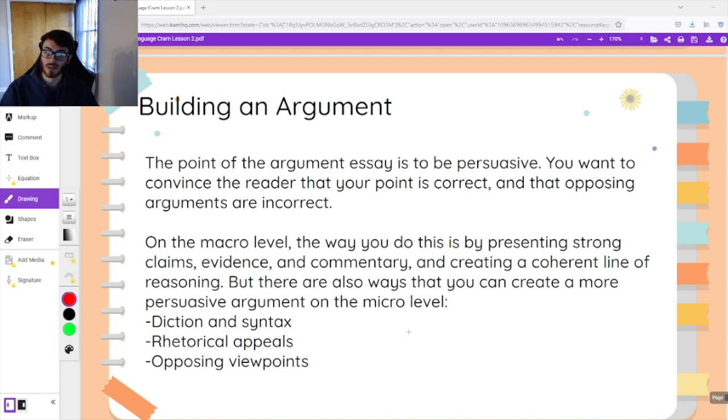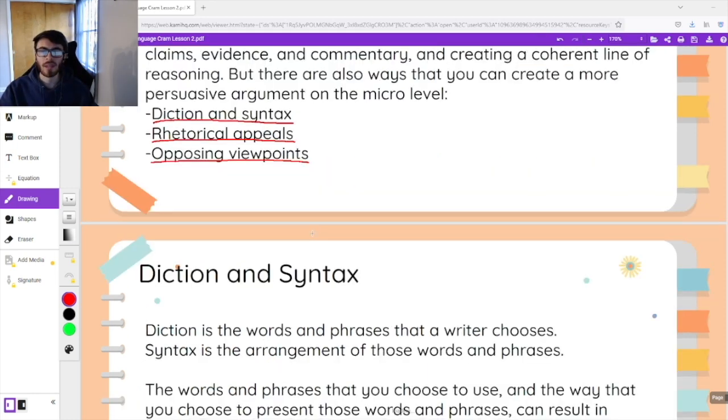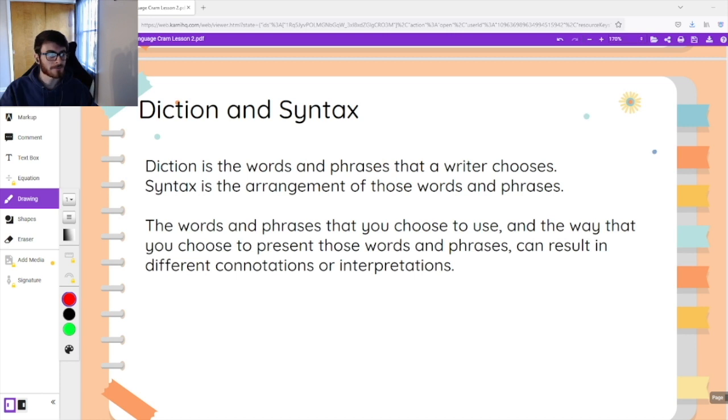And those things that we will talk about for the rest of today's lesson are diction and syntax, rhetorical appeals, and opposing viewpoints. These are those extra things you can add in to make your essay more persuasive, more strong, and more sophisticated as well. Let's talk about diction and syntax first. What do these words mean? You may know what these words mean. If you have taken AP language, you probably know what these words mean. But let's quickly go over them.